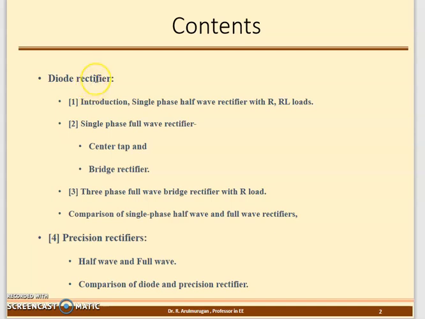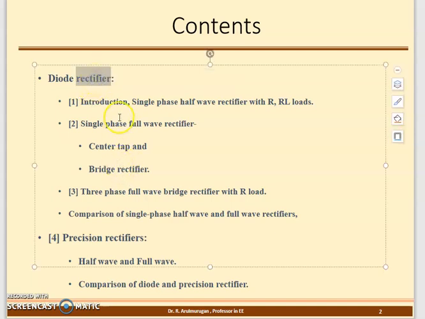Okay. So point number one, what is a rectifier? A rectifier means it is going to convert AC to DC. That is called a rectifier. What is the purpose of the rectifier?